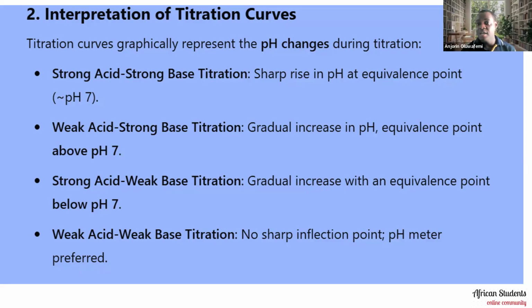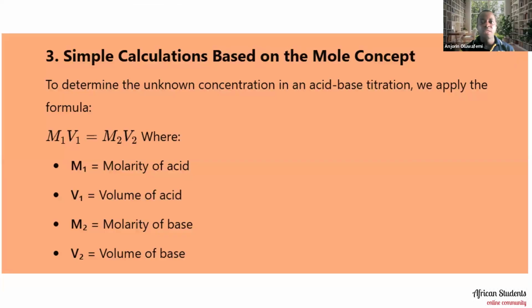For a weak acid and strong base titration, what you experience is a gradual increase in pH, with the equivalence point above pH 7. When you have a strong acid and a weak base titration, you also notice a gradual increase, with an equivalence point below pH 7. Then when we have a weak acid and a weak base titration, there are no sharp inflection points. The pH meter is preferred in this regard. So please, let's take note of that as we look at simple calculations based on the mole concept.